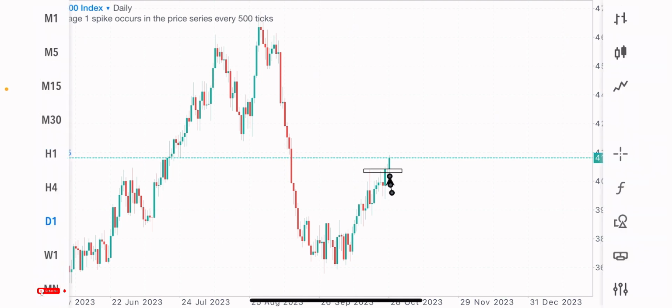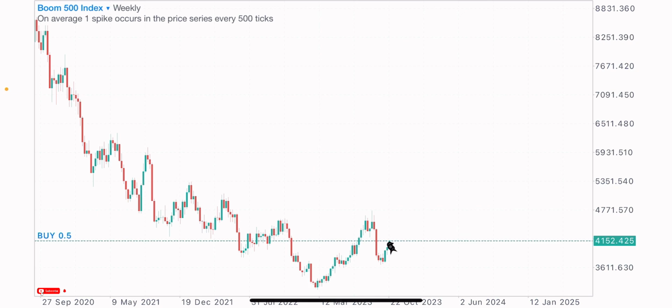So what market analysis on Boom 500 index, what am I looking at? Why did I take the buys on this index? We'll be looking into all of that in today's video, having a trade review and market analysis on this index.